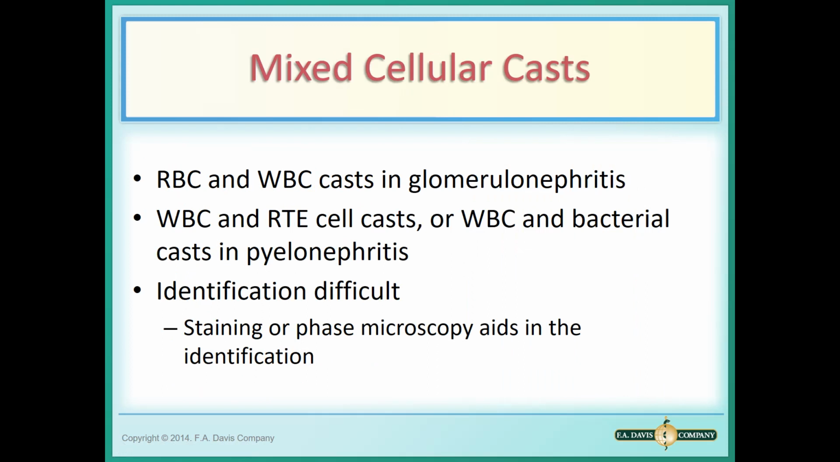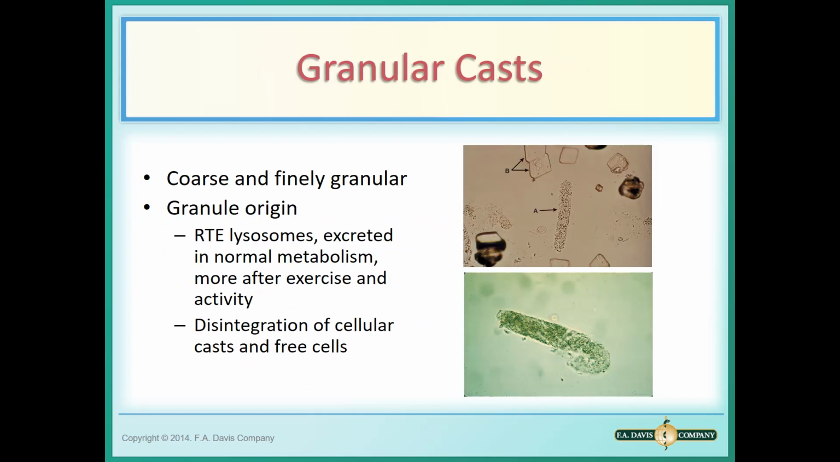Mixed cellular casts: red cells and white cells and tubular cells, white cells and bacteria. Any mix and match. It's your choice. Makes the identification really difficult to see. But usually you can correlate it to what you see in the urine, and maybe you may need to do some staining to see if it helps to distinguish what you've got there.